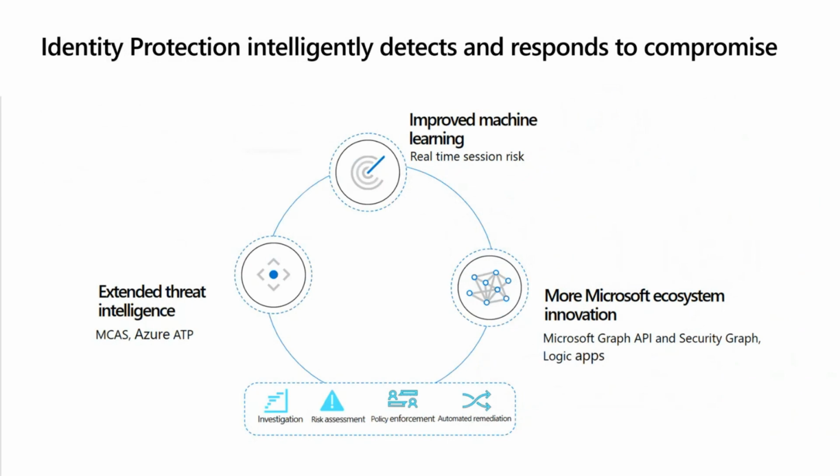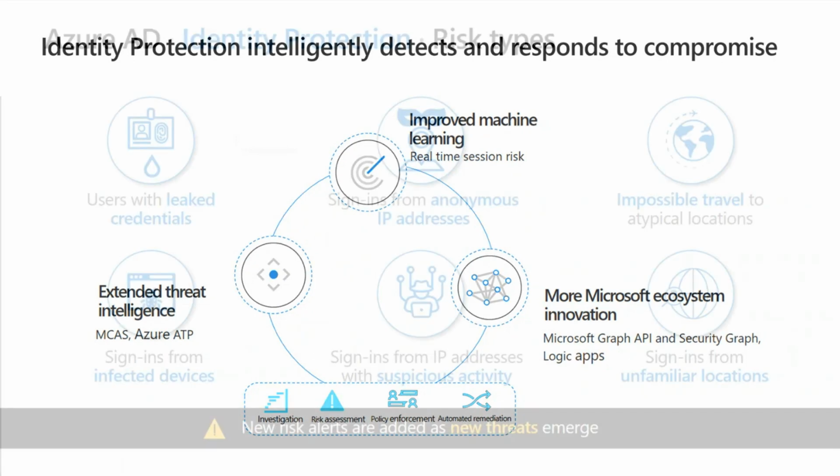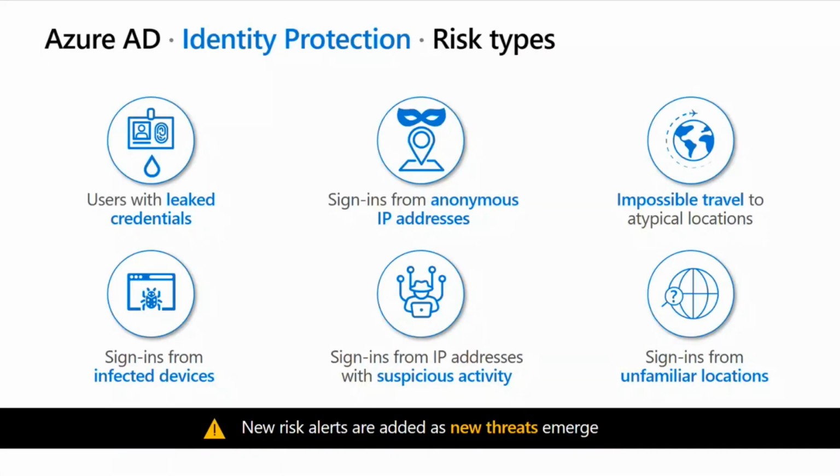So kind of the same thing. You can go through and look at this stuff through the Graph API. You can access it through logic apps as well and respond to different alerts. I kind of talked about this one already, or I listed this one out already, but leaked credentials, anonymous, impossible travel, unfamiliar, suspicious activity, or infected devices. And then it's not limited to these, right? So we'll add new risk alerts as new things emerge, right? So just kind of a little note here.